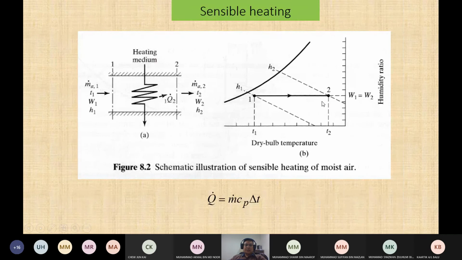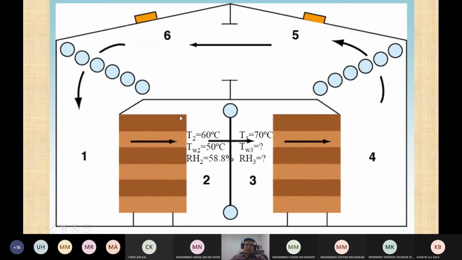This one more clearly here. The condition, the enthalpy will be changed, but the humidity ratio will be the same. This condition to this condition. For the heating medium, we try to implement it by using a cooling coil inside the duct or AHU. This condition we implement in a certain building, what we want to control based on the psychrometric graph.